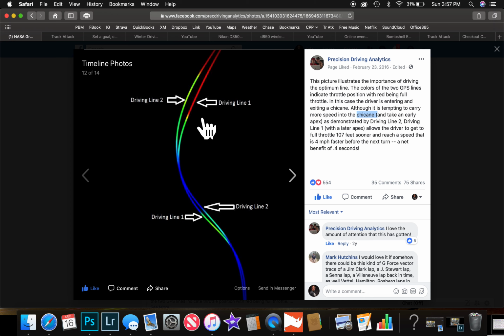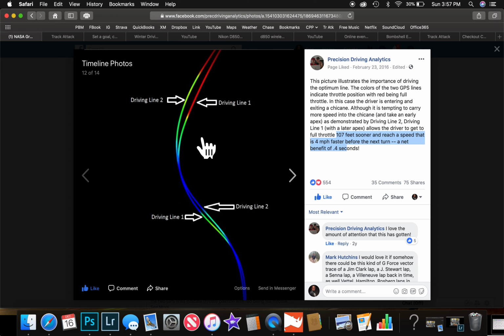And it's very true in this case because Ray also shares that because we went flat 107 feet sooner, that led to 4 miles an hour faster down the straight, and that saved us 4/10. One corner, 4/10. Huge. Giant.